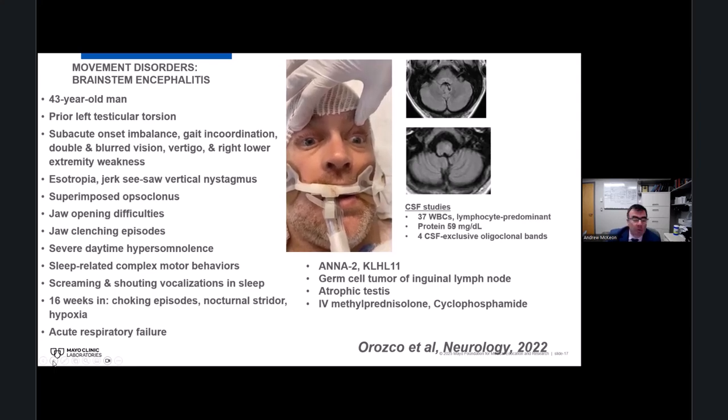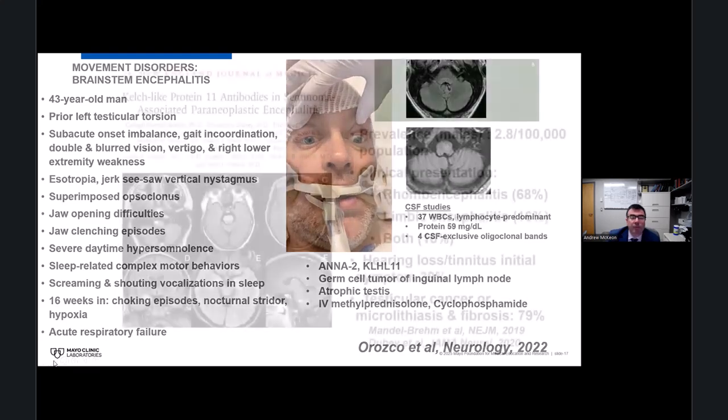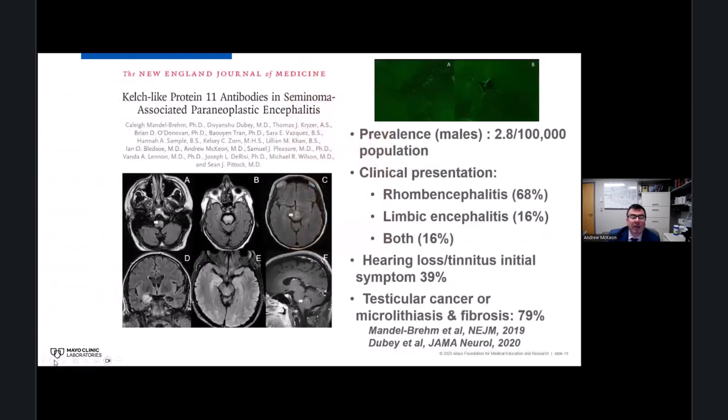Ultimately, this patient was treated with IV steroids and cyclophosphamide and had some improvement. So this CRMP5 antibody is worth mentioning, also because it can have more than one clinical presentation. This just emphasizes the point that although you may think of a very specific classical phenotype, such as brainstem encephalitis or ataxia with CRMP5, particularly with hearing loss, there are some patients who present with limbic encephalitis.